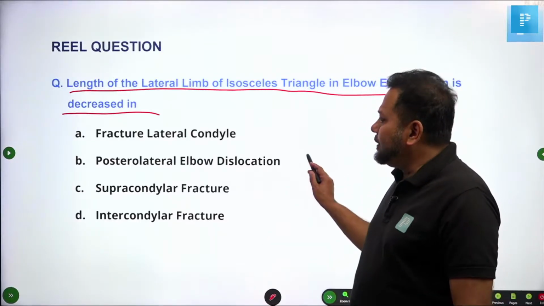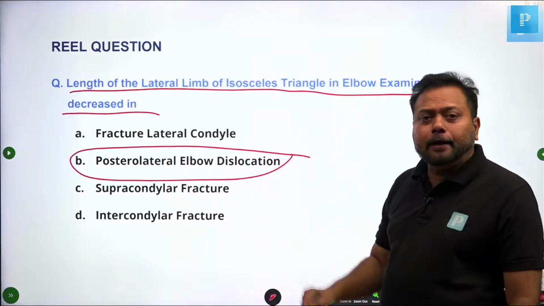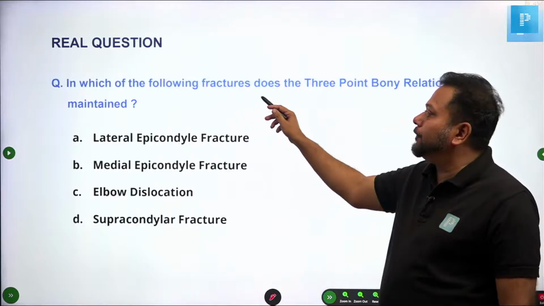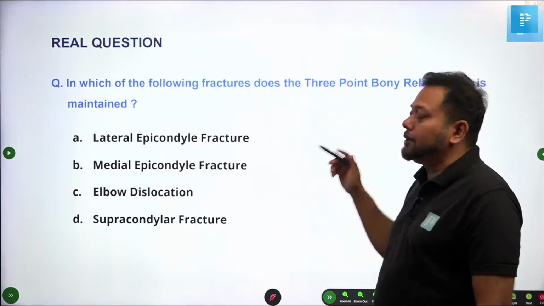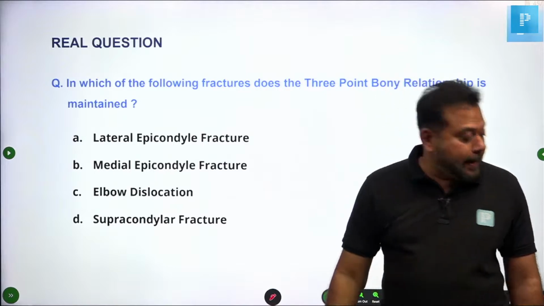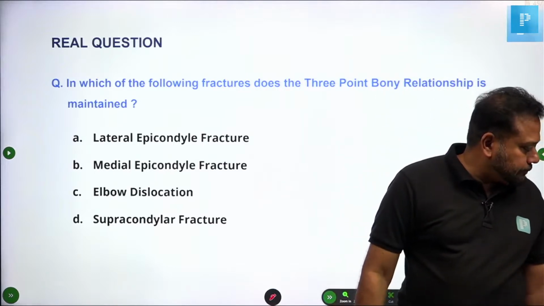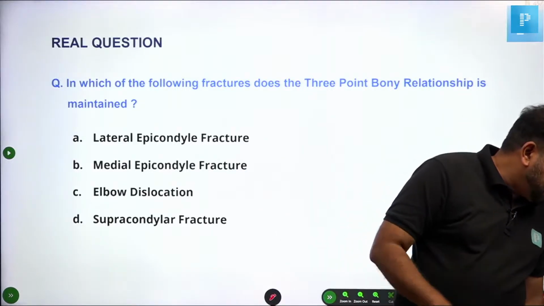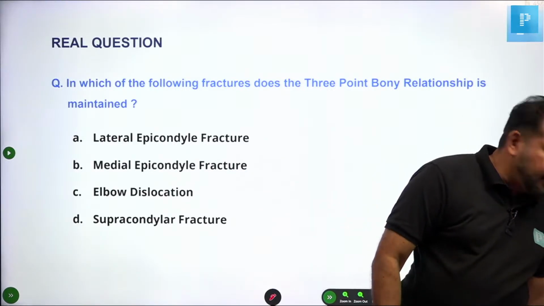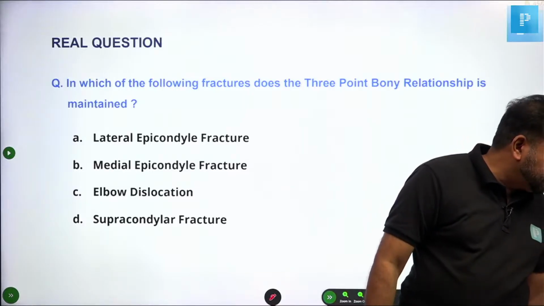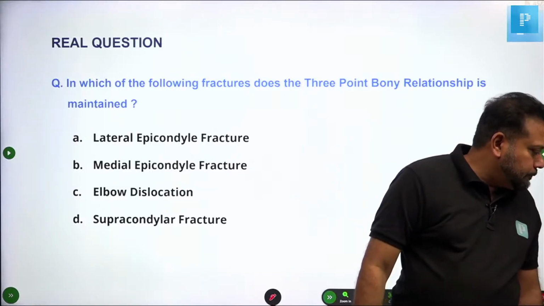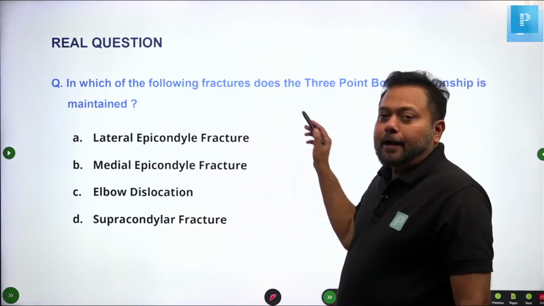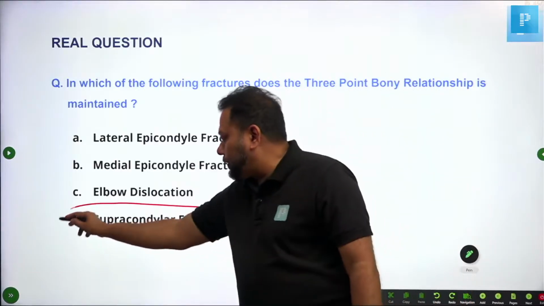Yes, the answer is posterolateral elbow dislocation. The length is decreased. You see, this is the real question that was asked in INI-CET: In which of the following fractures is the 3 bony point relationship maintained? The answer, this is a real question of INI-CET. Marvelous. All of you have given the right answer. The triangle is maintained only in supracondylar fracture.